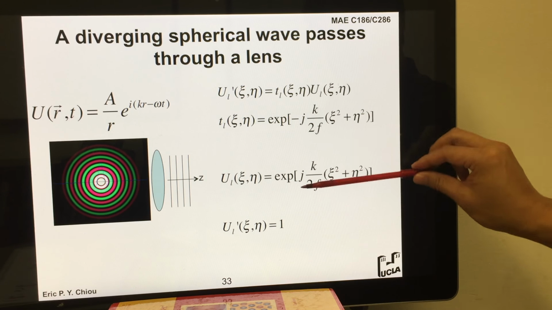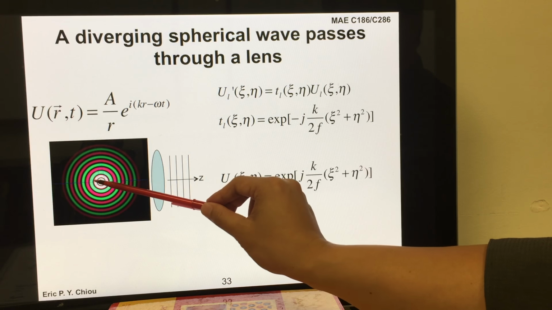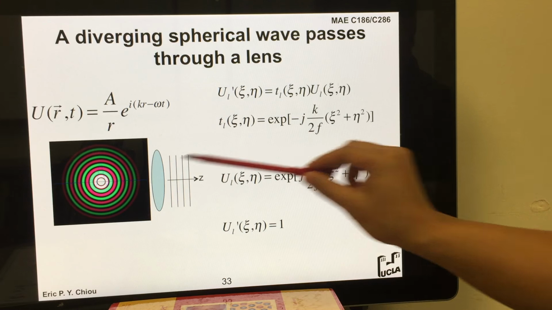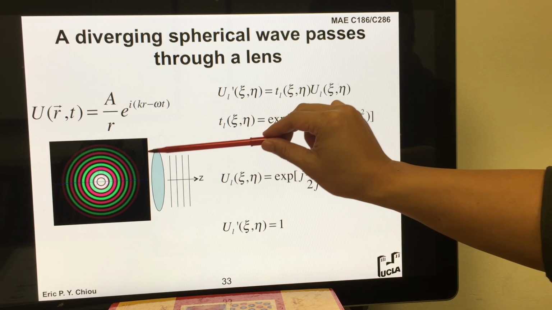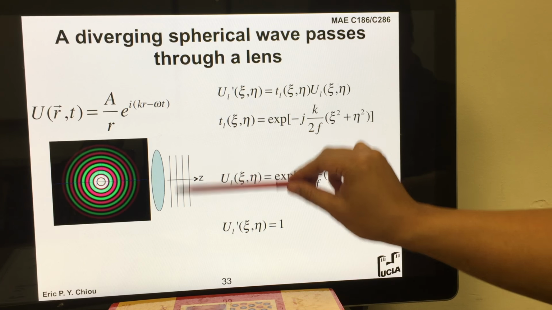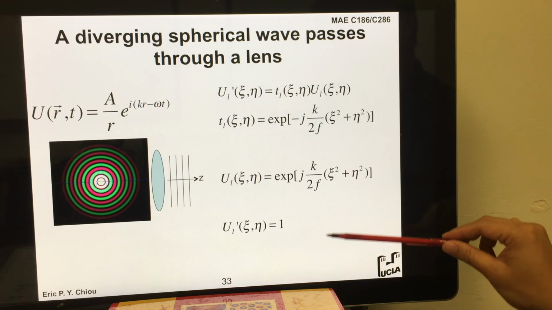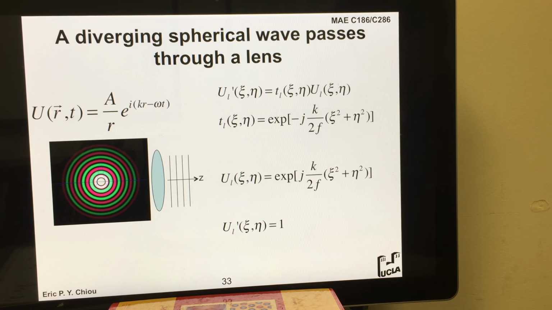Okay, and these two terms when they come together become one. So you have a spherical wave, and let's say you have a small angle here. A spherical wave coming into this lens, and then within a small angle, you can approximate it as a plane wave, which is equal to 1. Okay, this is the right expression of the transmission function of a lens.